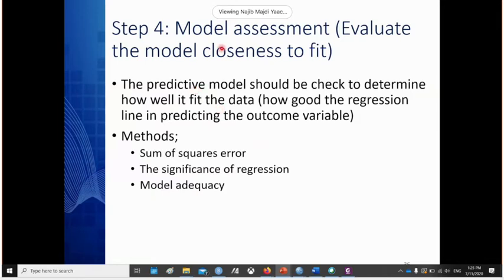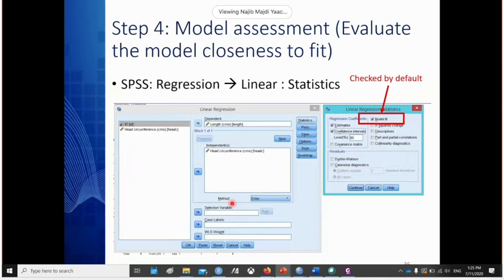Okay, so next we proceed to step number 4, model assessment. We evaluate how good the model is, or how well the model fits. The method is by looking at the sum of square of error, the significance of regression, and also model adequacy.